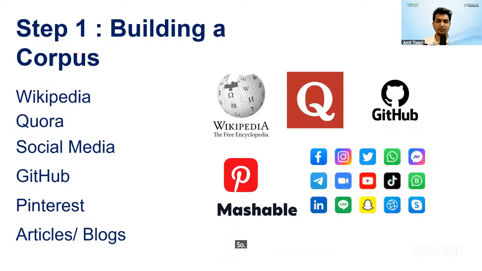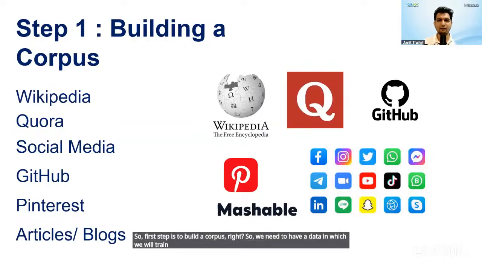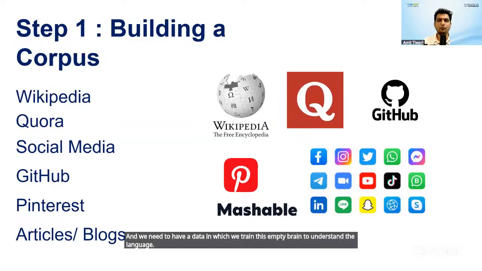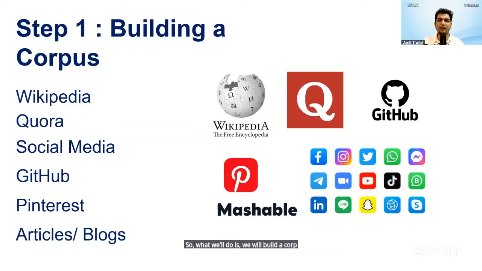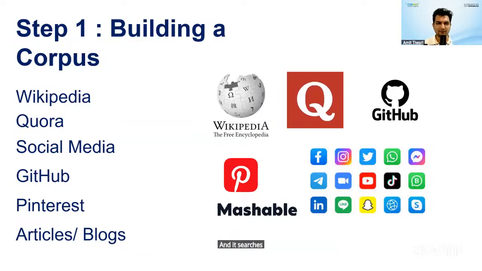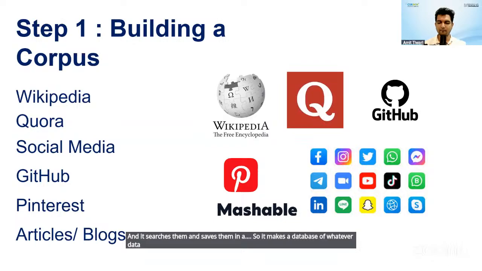So the first step is to build a corpus, right? We need data on which we will train this neural network. We say there is a brain which is empty right now, which is the neural network, and we need data with which to train this empty brain to understand language. So we build a corpus. We use web crawlers, and they search all these websites like Wikipedia, Quora, social media, GitHub, Pinterest, articles, and blogs, and save them. So it makes a database of whatever data is there in the world.